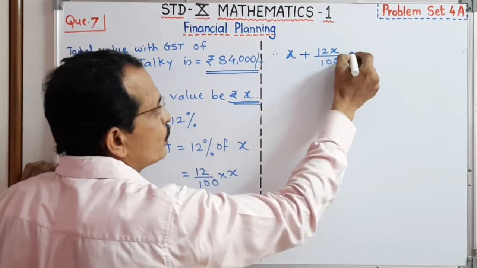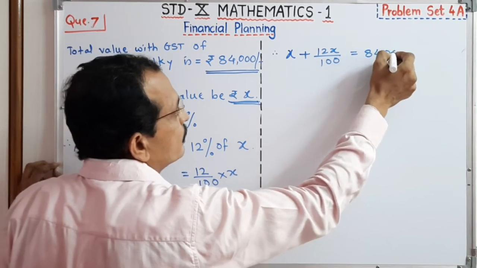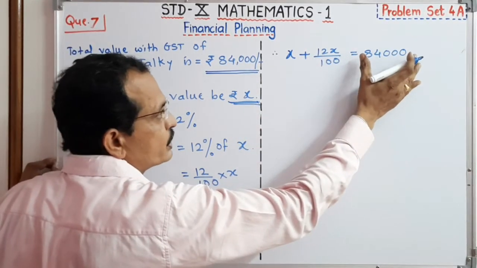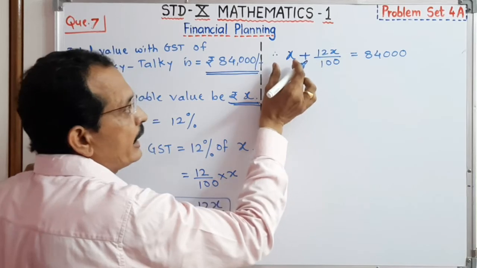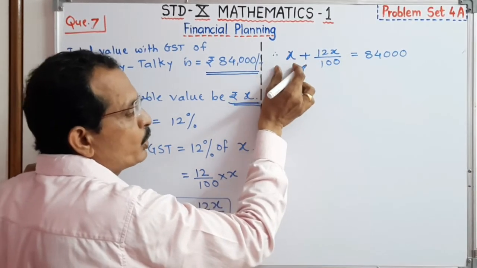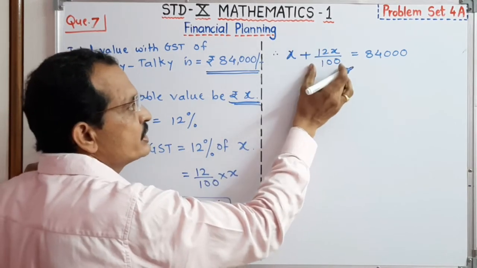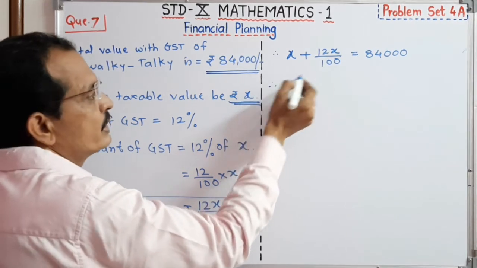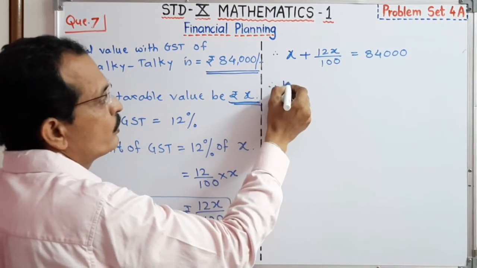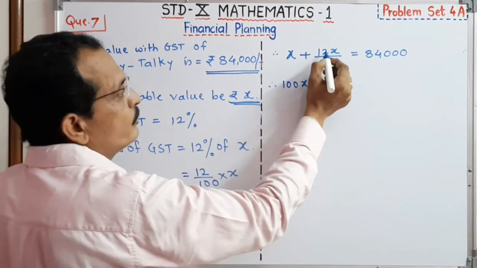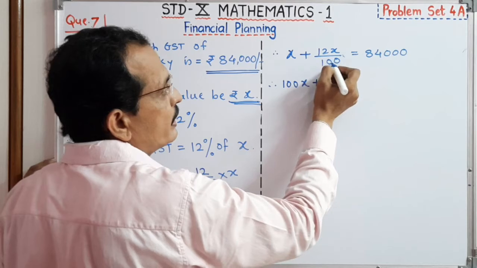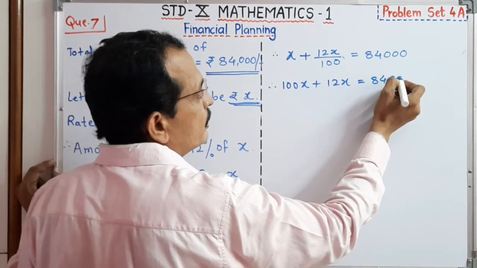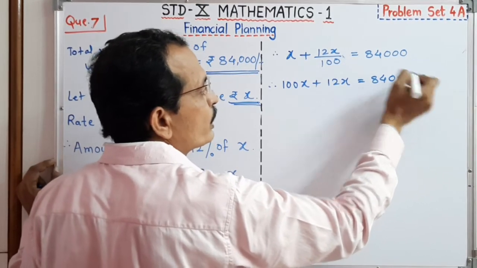That means this taxable value plus this GST, we will get 84,000. Therefore, we can write here: taxable value X plus 12% GST, that is 12x upon 100, is equal to 84,000. I think everyone understood this. Now we have to solve this. Very simple. Multiply by 100 on both sides. We get 100x plus 12x. If we multiply with this 100, then this 100 gets cancelled.